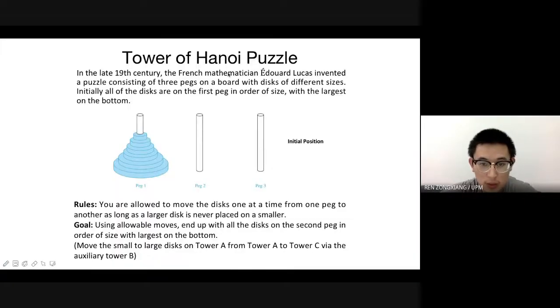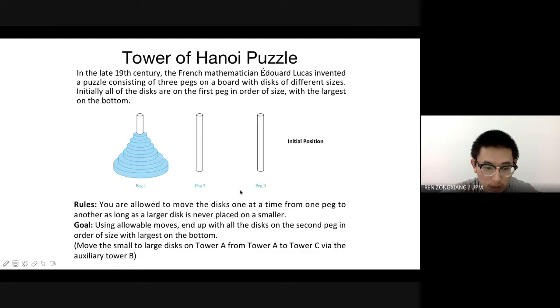Today I will introduce to you the Tower of Hanoi puzzle. Here is the background. In the 19th century, the French mathematician Lucas invented a puzzle consisting of 3 pegs on a board with discs of different sizes. Initially, all of the discs are on the first peg in order of size, with the largest on the bottom. Now we need to obey these rules. We are allowed to move the discs one at a time from one peg to another peg, as long as a larger disc is never placed on a smaller one.